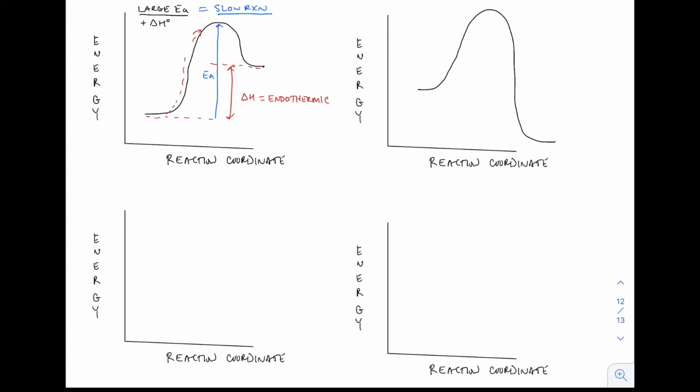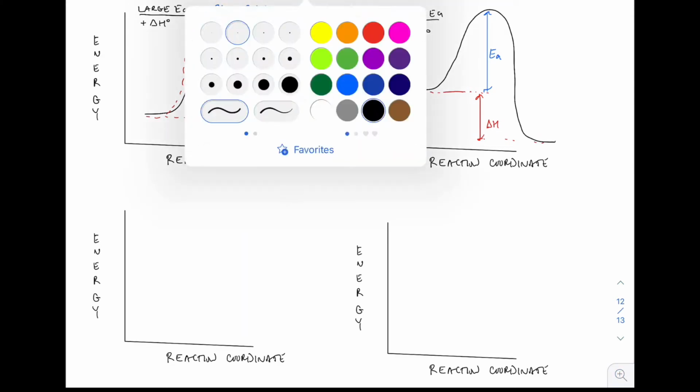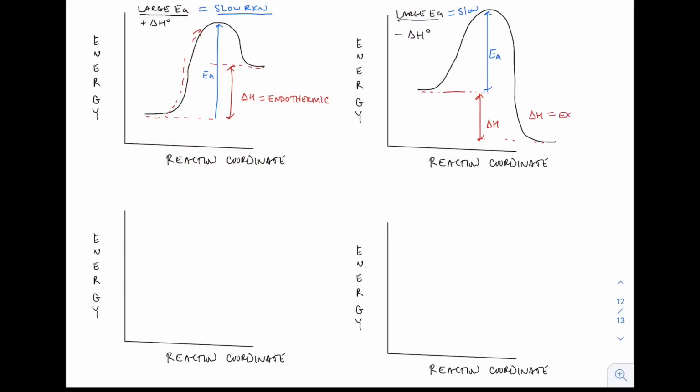Okay, so what does this particular graph represent? That's going to represent a large activation energy again, but a negative delta H, or a negative enthalpy. Here's the enthalpy, and here is the activation energy. When we have a negative value for delta H, that is going to be an exothermic reaction.